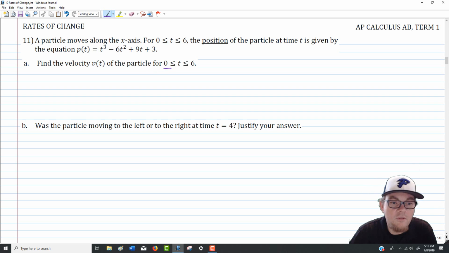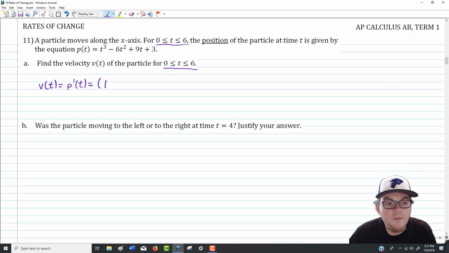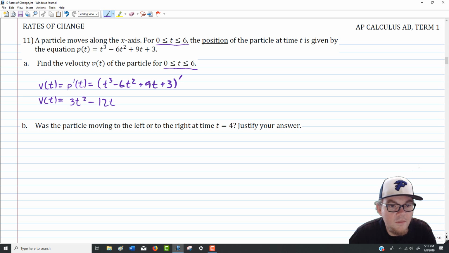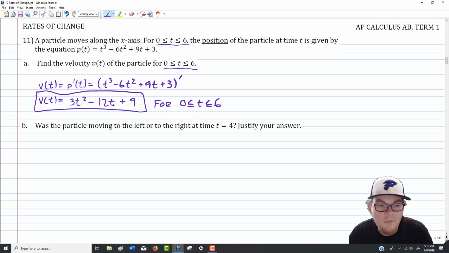Now that 0 to 6 can throw people at first, but keep in mind it's the exact same 0 to 6 they told us at the beginning, so nothing's really changing here. Remember though, if we want to find the velocity v of t, we need to take the derivative of the position function, which means we need to differentiate t cubed minus 6t squared plus 9t plus 3. It's not going to be hard. V of t is going to be 3t squared minus 6 times 2t, which is 12t, plus 9 plus 0. So there is our velocity function. I will point out that the velocity function is only valid for times between 0 and 6, so we might as well write it down there. But I'd be looking for the function, of course.